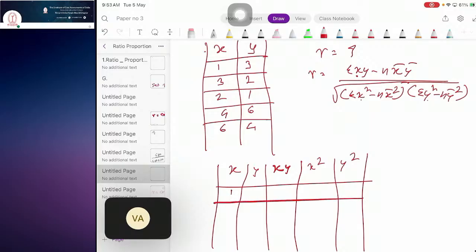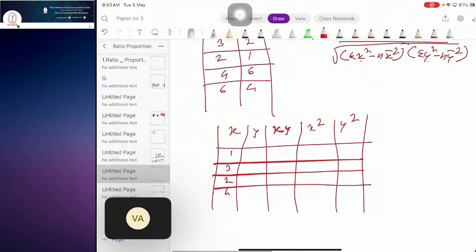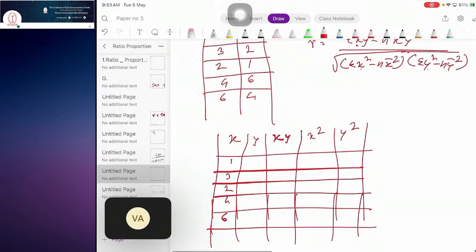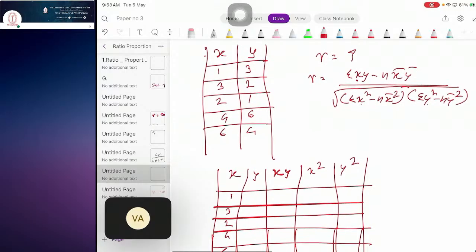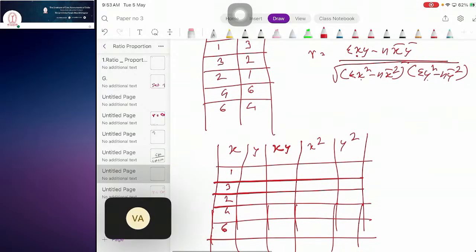x is 1, 3, 2, 4, 6, and the total part. In case of y, 3, 2, 1, 6, 4. Now x into y. x into y: 3 multiplied by 1 is 3, 3 multiplied by 3 is 6 (sic), 2 into 1 is 2, 6 into 4 is 24, 6 into 4 is 24.